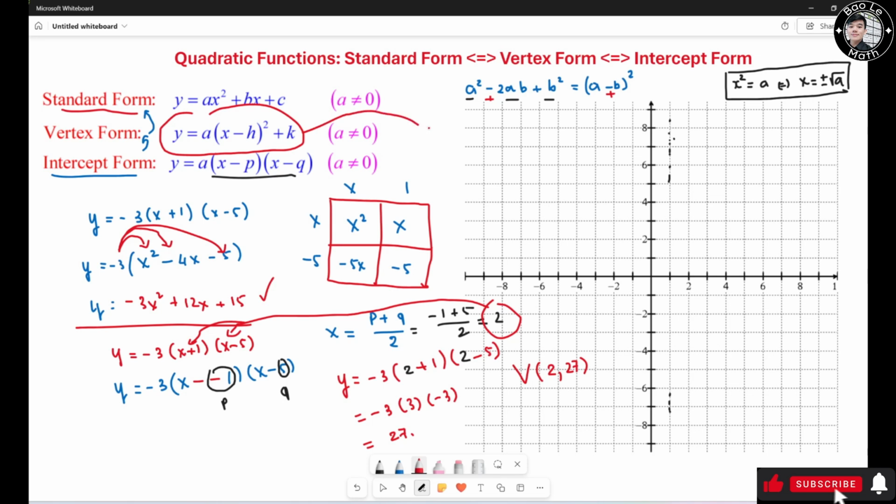Alright, so my answer must be y equals, now a always stays the same, right? A equals negative 3, so we don't change this one. So it should be negative 3 parentheses s minus h. This is h. This is k. So h equals 2. So I put 2 over here. Square, right? Plus k. K equals 27. So it's going to be right here. And this is the answer for the vertex form, right? And it's a good time to stop.